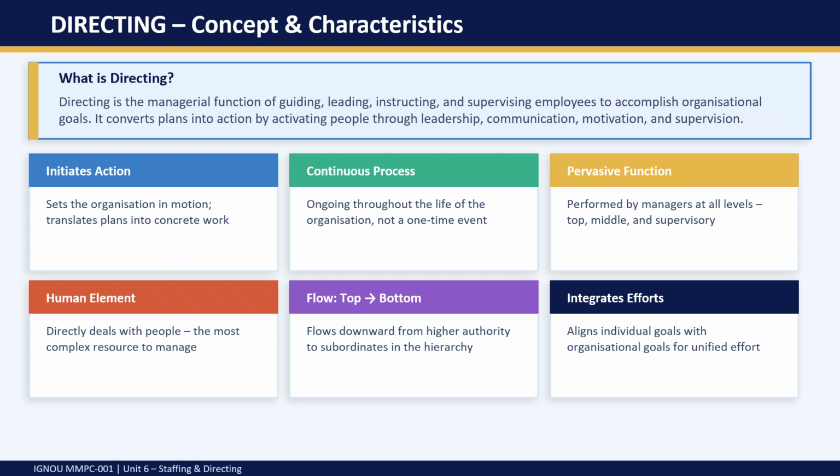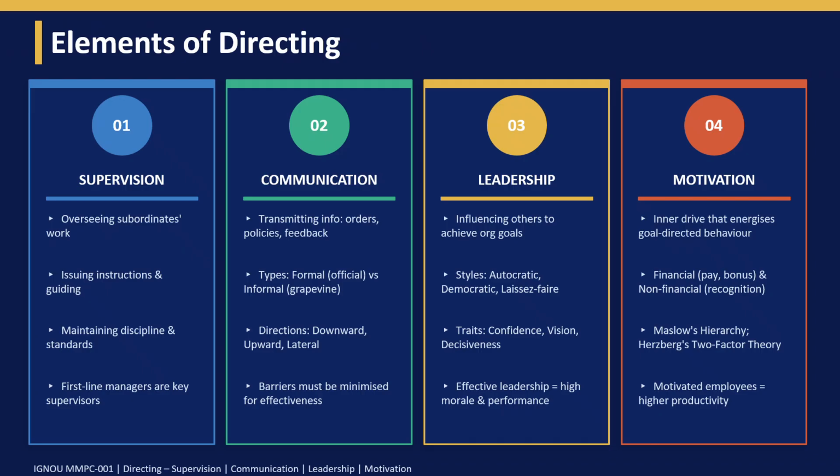Directing has four key elements: SCLM: supervision, communication, leadership, and motivation. Supervision is the first element and involves overseeing the work of subordinates, issuing clear instructions, guiding them through problems, and maintaining discipline and performance standards. First line managers and supervisors are the primary practitioners of this function, forming the crucial link between management and the workforce. Communication is the process of transmitting information, orders, policies, decisions, and feedback between individuals and groups within the organization.